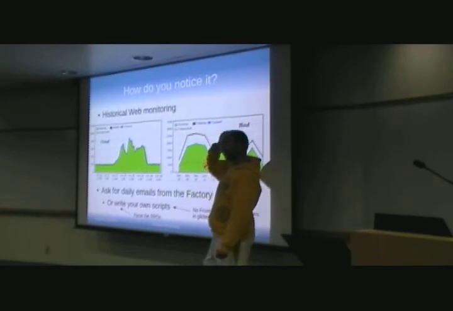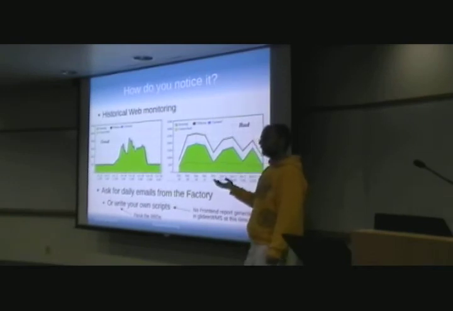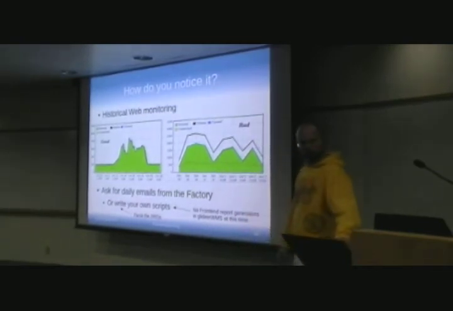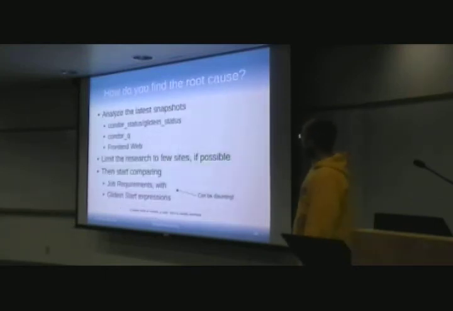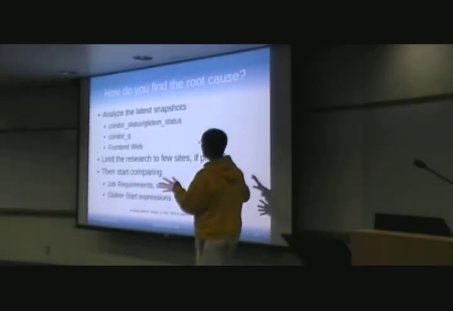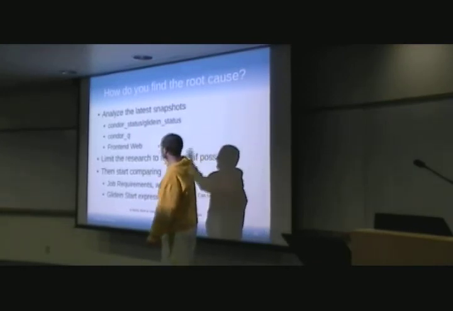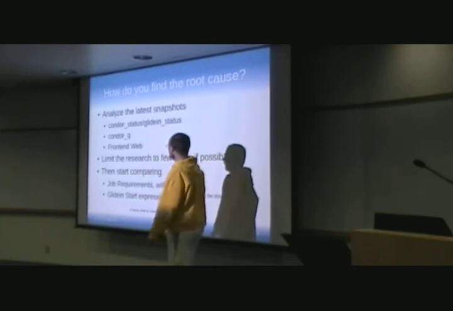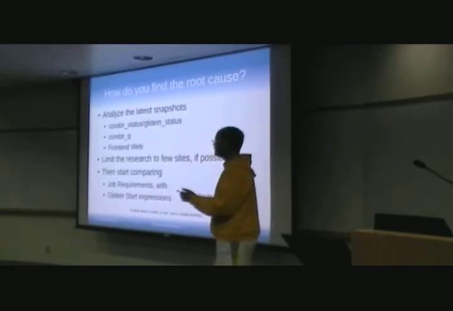As you see, you can find all this information from historical scripts, from classads. There are a lot of possible ways, but the factory can provide this kind of information for you right now. There is nothing in the front end that allows you to do it automatically, although we should provide that eventually. Now, how do you find the root cause when we see something like that? You should definitely start by analyzing the latest snapshots. You start with condor_status, condor_q, glidein status, condor_q, the front-end web. And then you narrow down the search to as few sites as possible.